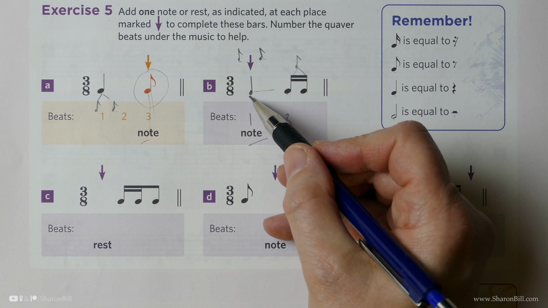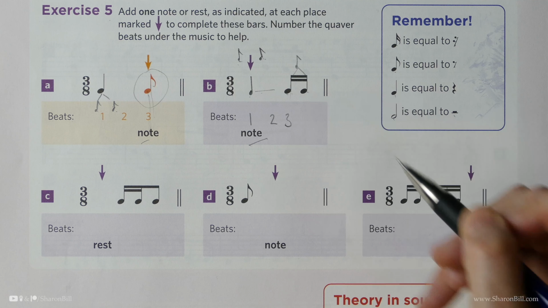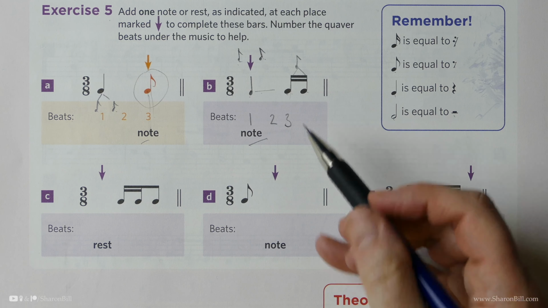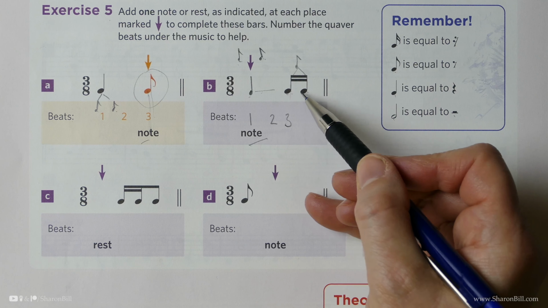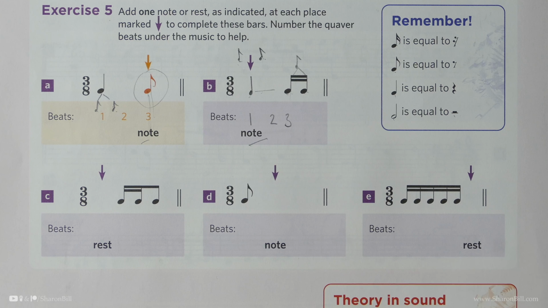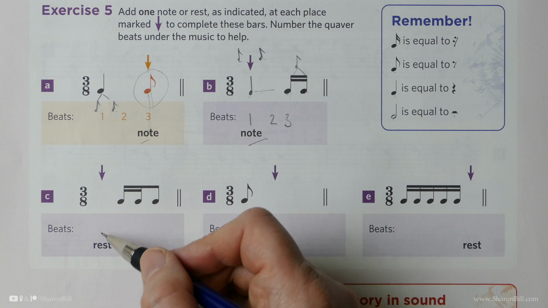So it's 1, 2, 3, 1, 2, 3 half, as it were. Let's carry on.